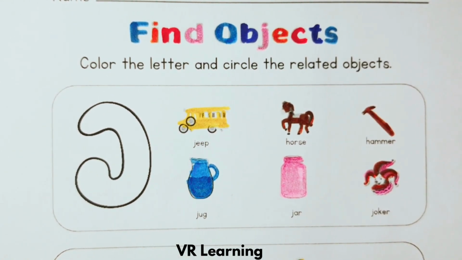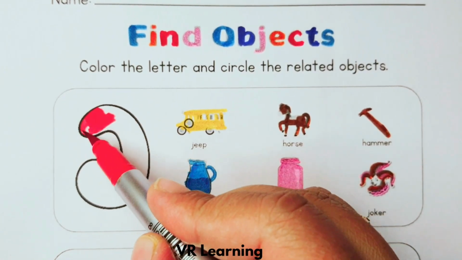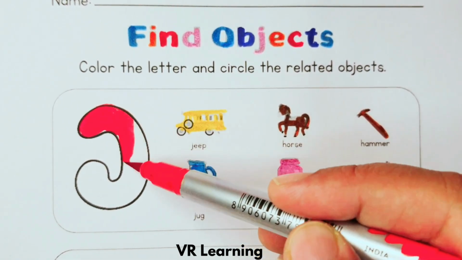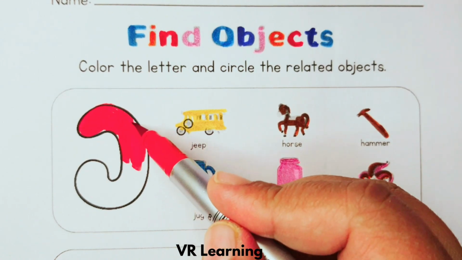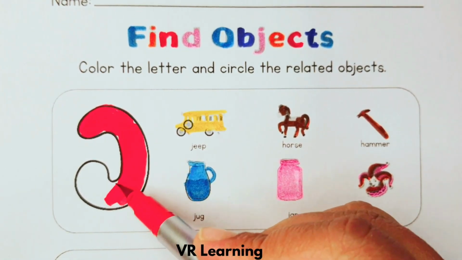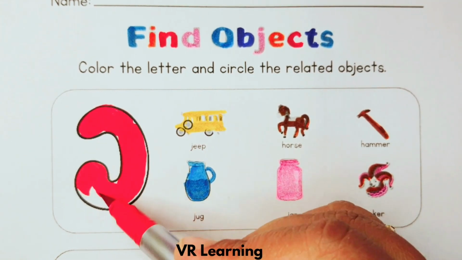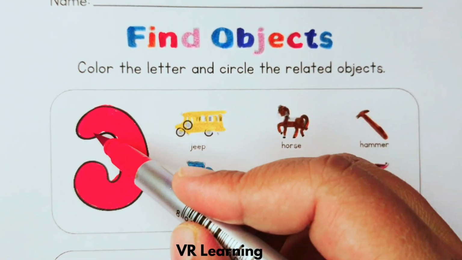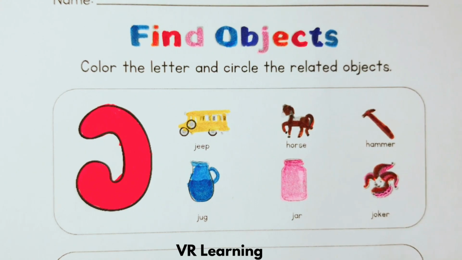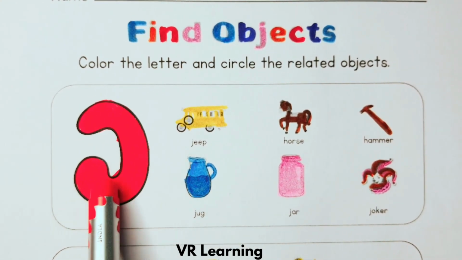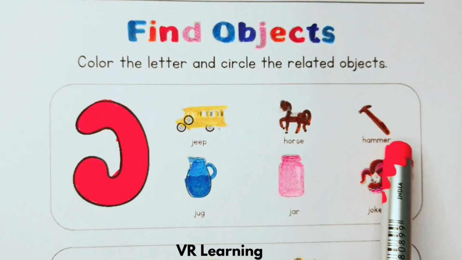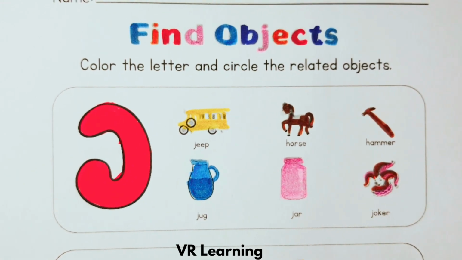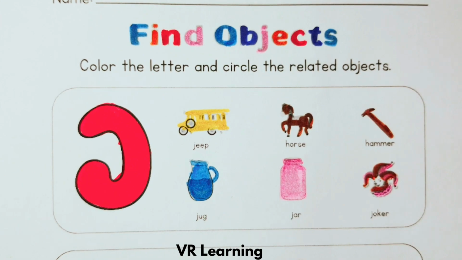This is letter J. Let's color the letter J. This is letter J. Jeep, horse, hammer, jug, jar, joker. Let's circle the letter J object.